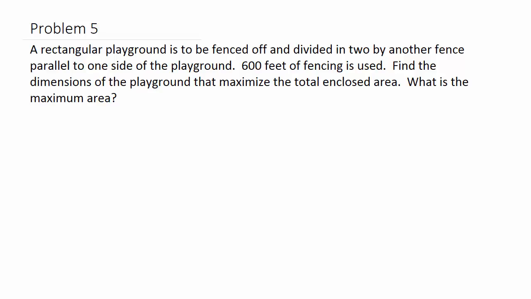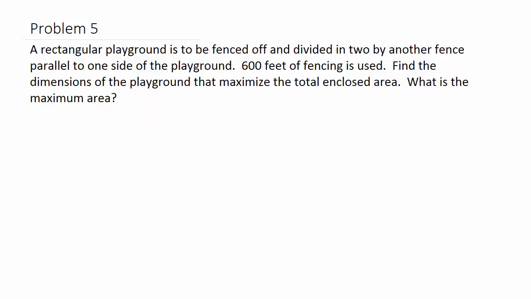Alright, so here's our fifth example: word problems involving quadratic functions. We have a rectangular playground that is to be fenced off and divided in two by another fence parallel to one side of the playground. We use 600 feet of fencing. Find the dimensions of the playground that maximize the total enclosed area, and what is the maximum area.